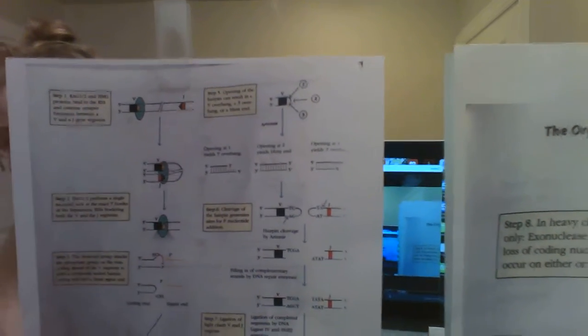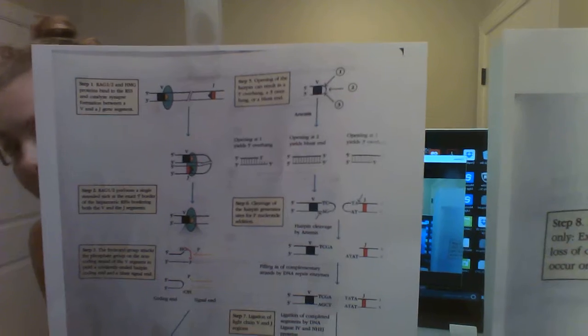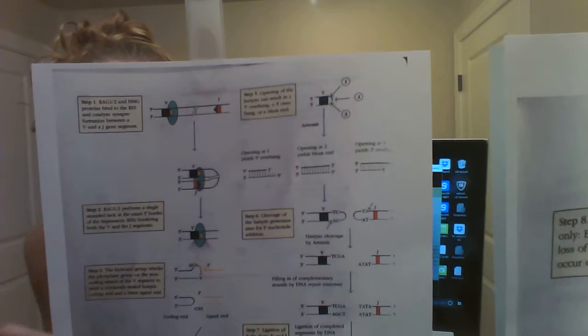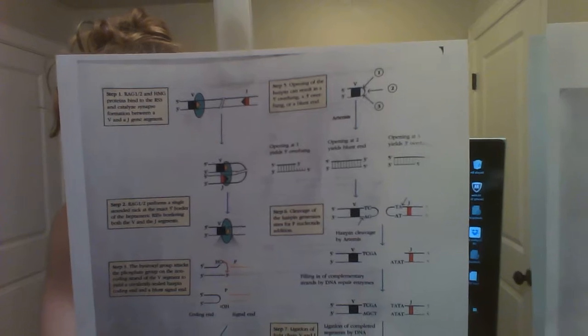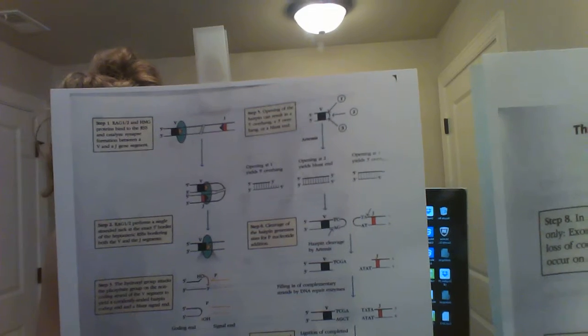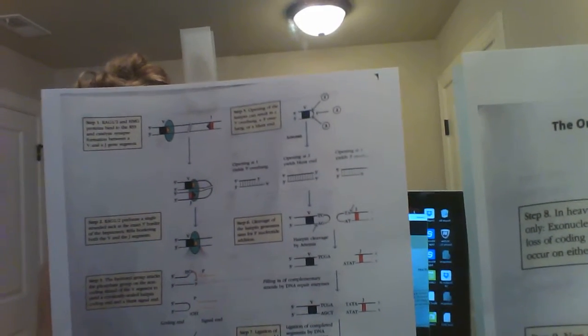So like I said, in the very beginning, we're going to have, can you see that? Yeah. We're going to have RAG1 and 2 at work with those proteins that are going to help it out, the HMG proteins. And those are going to start out by recognizing that RSS sequence and then cutting the DNA. It's going to tell you in step 2 that it performs that single-stranded nick. That's important to point out. And you're going to see afterwards come down here to step 4, the ligation that occurs of those signal ends we talked about, the sharp ends that were cut off.